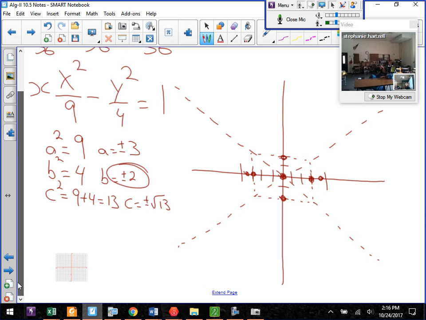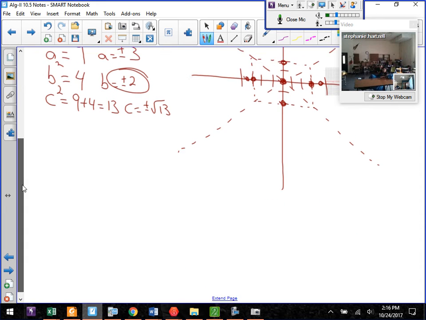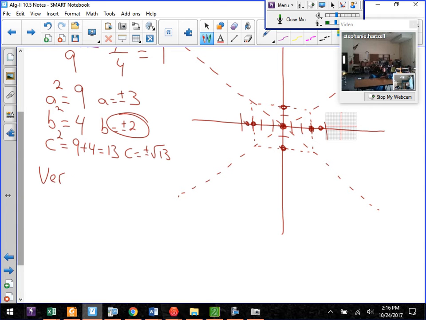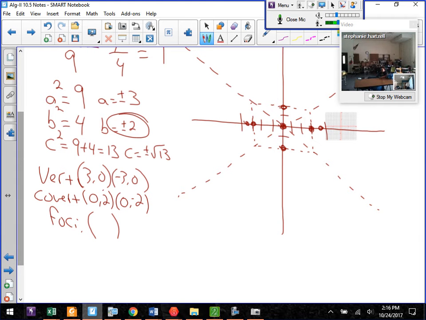Yeah, so we label. We had vertex at, what was it, 4, 0, negative 4, 0. Co-vertex, 0, 2, 0, negative 2. Did I say 3? Thank you. It's at 3, 0, negative 3, 0. Foci at plus minus root 13, so it'll be root 13, 0 and negative root 13, 0.